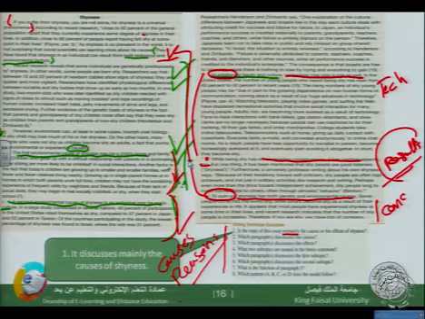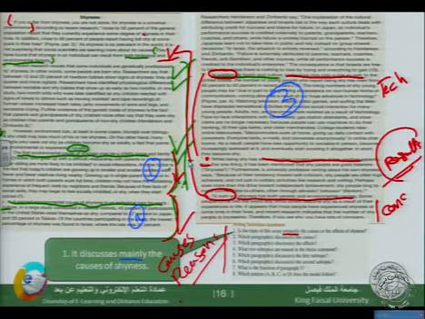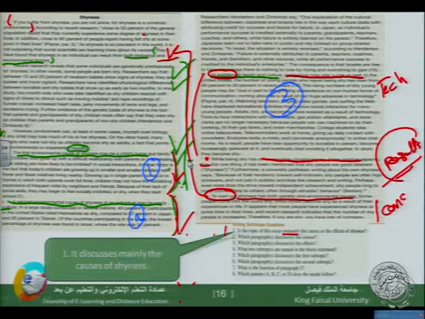Because here it talks about one cause, two causes, three causes. So it discusses mainly the causes. Always pay attention to the question. Primarily or mainly has the same meaning. Let us move to question number 2.